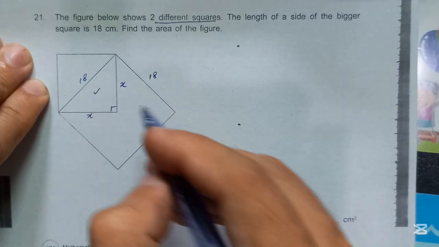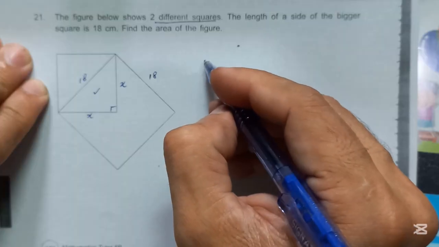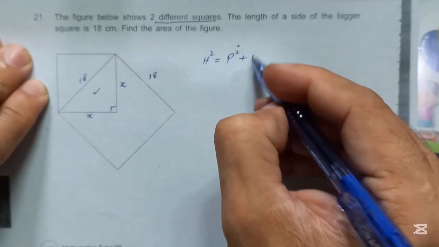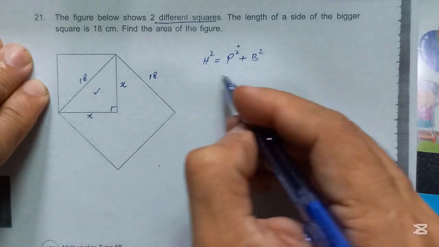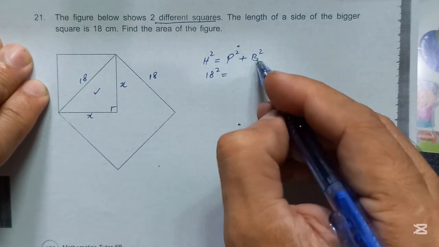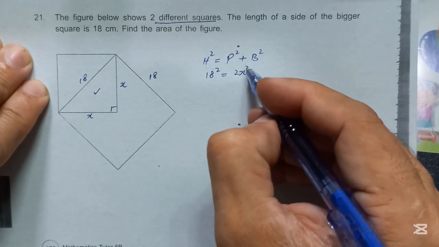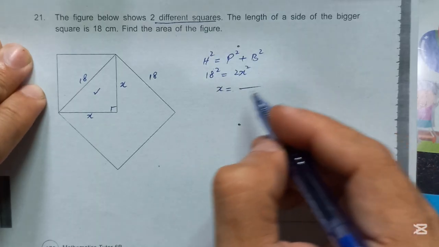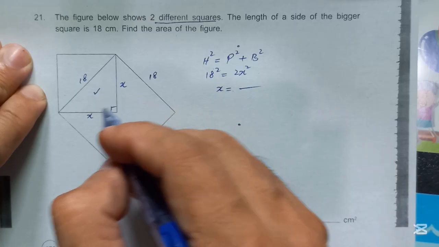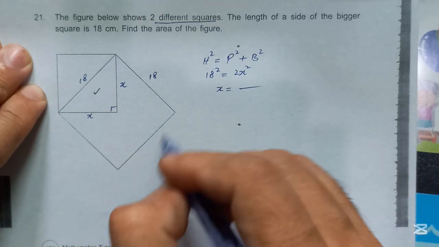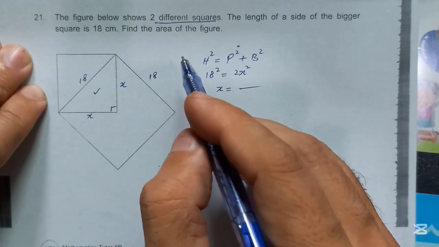So in this triangle we are going to apply the Pythagoras theorem: hypotenuse square is equal to perpendicular square plus base square. Hypotenuse is 18, so 18 square will be equal to x square plus x square, which is 2x square. From here you will find the value of x. The x will be the dimension of the smaller square, and we have the dimension of the bigger square already.